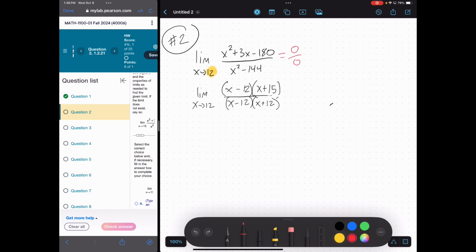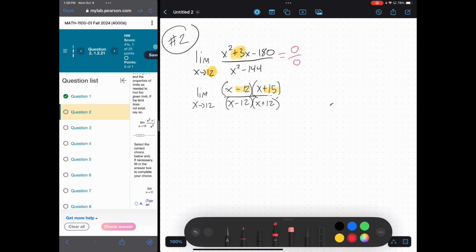I wanted to highlight that. Positive 3. Okay. Minus 12 plus 15 gives you that positive 3x. So sure enough, that works. And you can always check your answer by actually multiplying that through, see what you get. But I believe that's correctly factored.